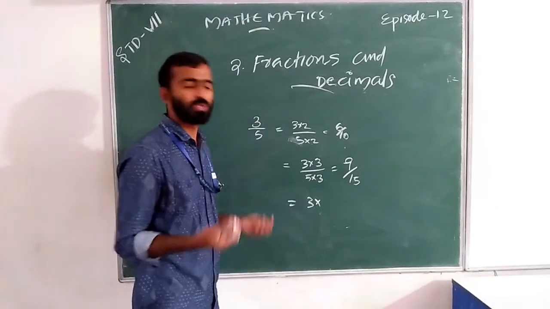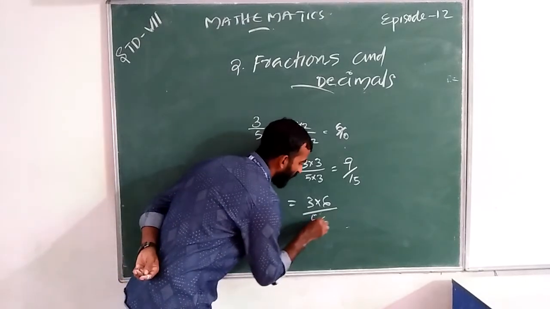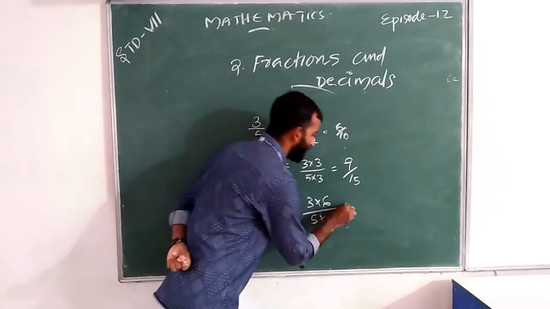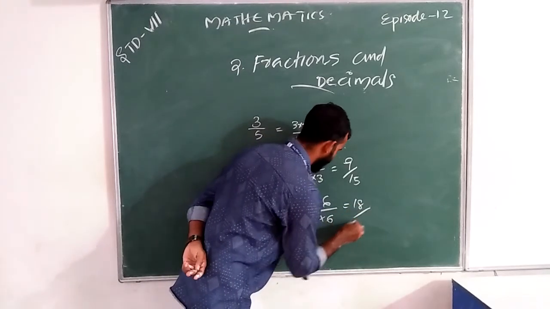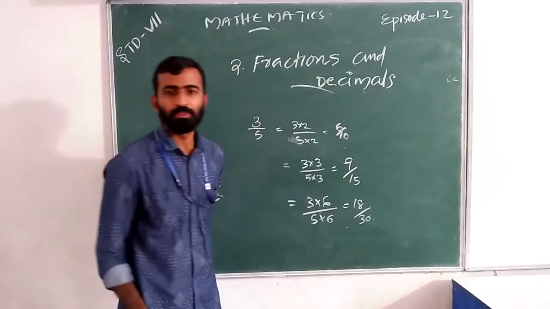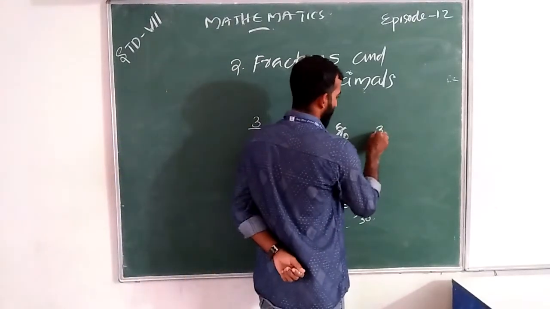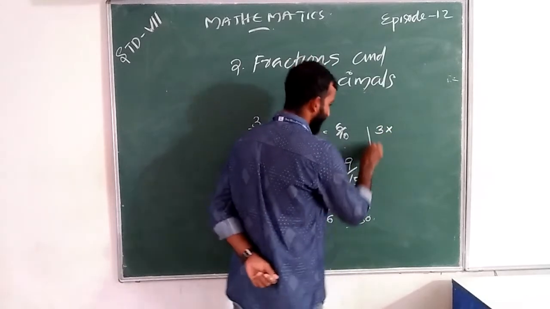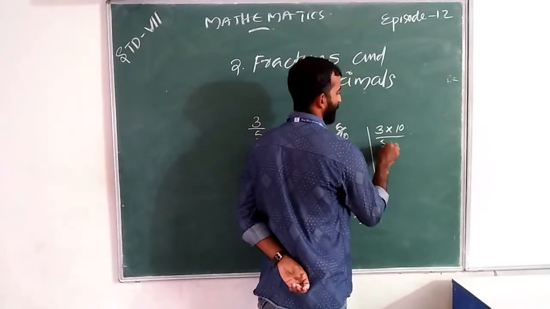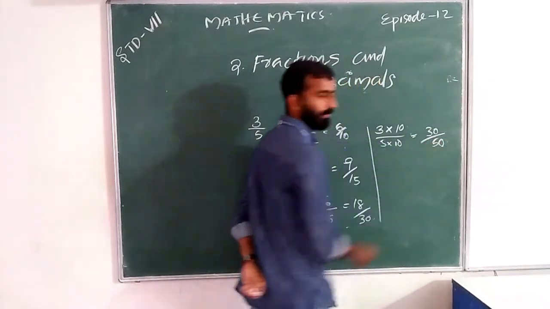And as you like, 3 into 6. I take 6. And the denominator is 5, so the same process is followed. That is 5 into 6. We get 18 by 30. We want to write 5 equivalent fractions. So next is 3 into 10 by 5 into 10. We can write 30 by 50.